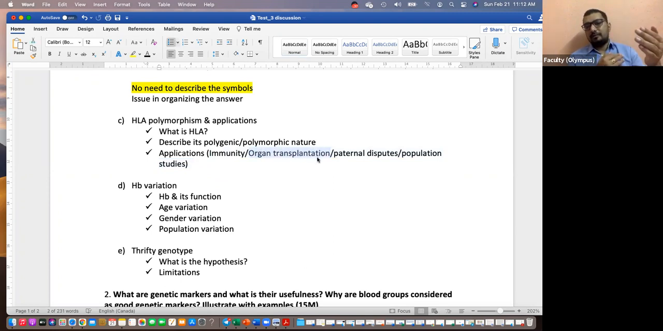Proper match is required. So with proper compatibility, organ transplantation can be more successful. Otherwise, it will be rejected. Talk about it. Paternal disputes. You talk briefly about it and mention it can only do so much, because paternal disputes cannot be with precision. It cannot solve it. Sorry, HLA, right? So we can definitely solve the paternal disputes with enough precision. So mention, given the polymorphism, those polymorphic components can be identified through proper probes. So definitely it is useful in paternal disputes and population-wide analysis.